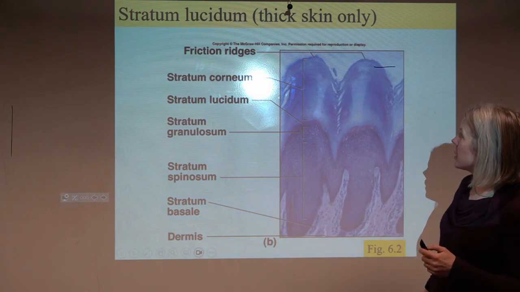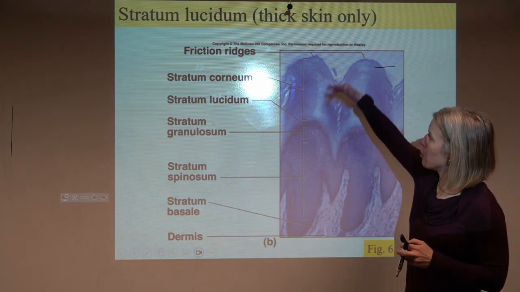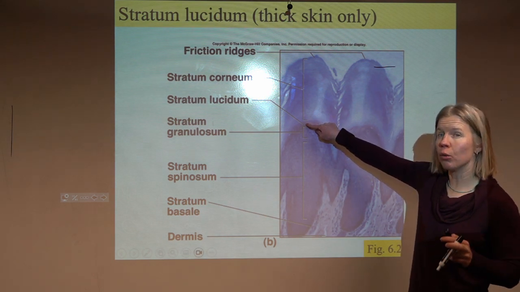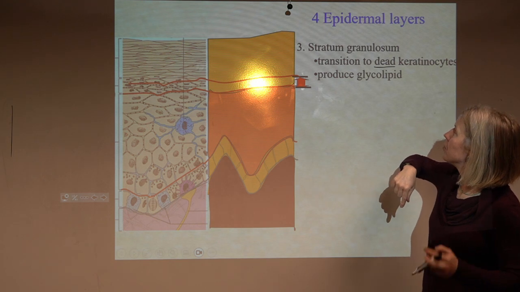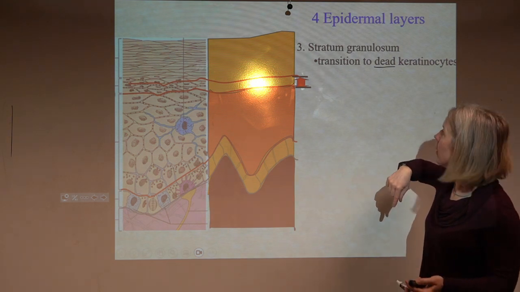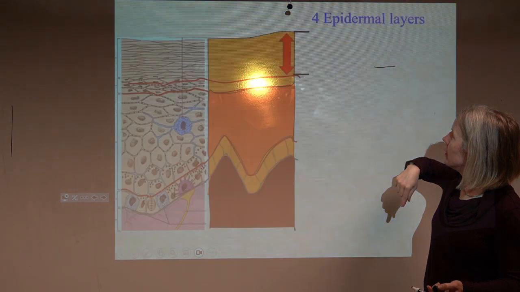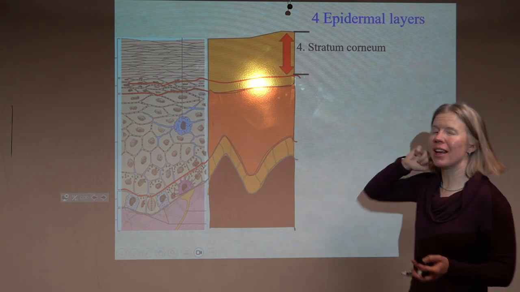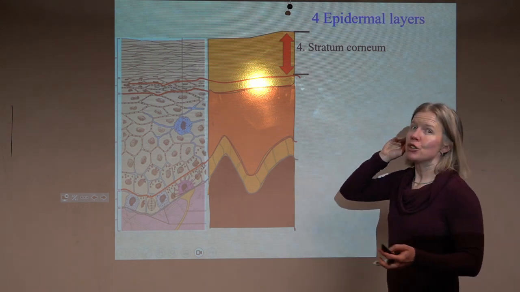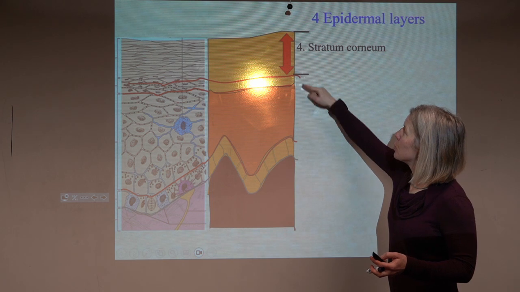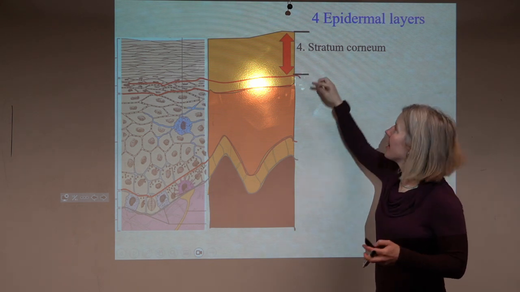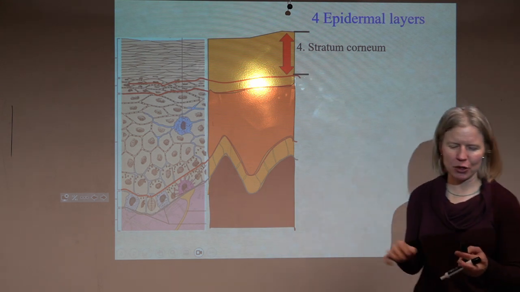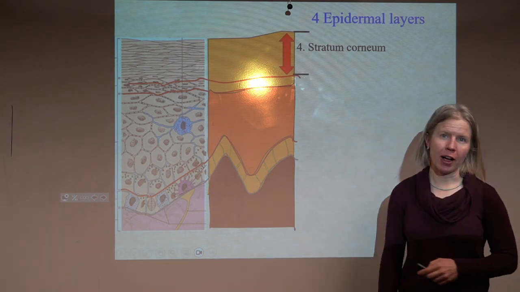Now, stratum lucidum is even more superficial to stratum granulosum, but we said it's really only in thick skin, the palms and the soles. I'm going the wrong way. Sorry. Technical difficulties, right? And so then the final layer, and this is maybe a little confusing. So in regular skin, you have 1, 2, 3, 4 layers. In thick skin, there would be an additional layer between these, right? So sometimes you talk about it like 4 layers, sometimes 5.